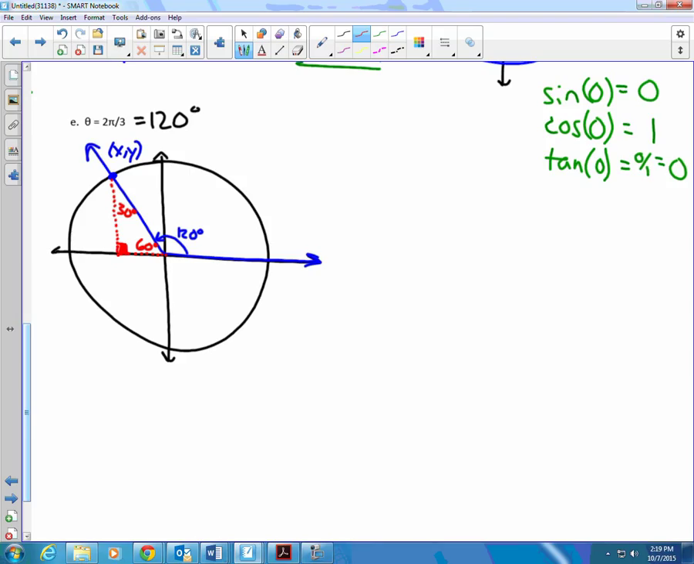What's always the radius in the unit circle? 1. How do I go from the radius to the shortest side? Divide by 2. So the relationship is always in a 30, 60, 90. We take the long side and we divide by 2 to get the shortest side. Longest side, divide it by 2 to get the shortest side. So what's half of 1? 1/2.